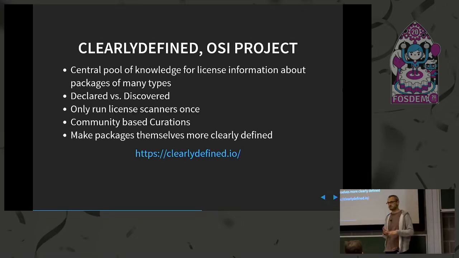The second thing is the attribution, or the name of the person who owns the copyright, person or entity. And the third thing is the source location.